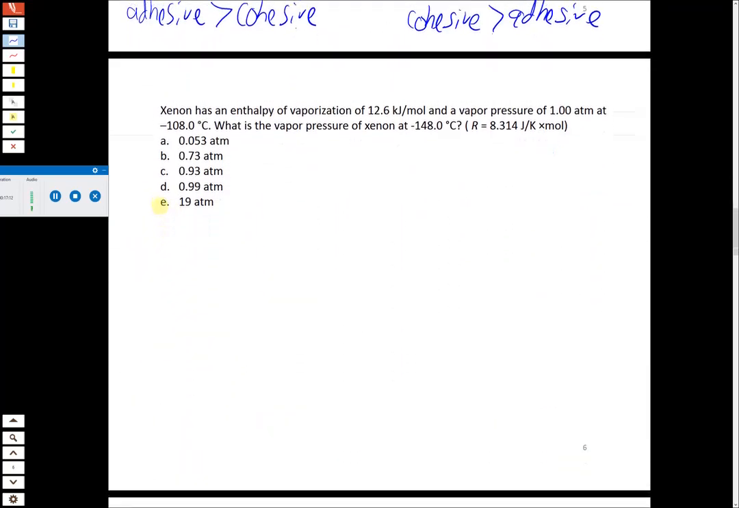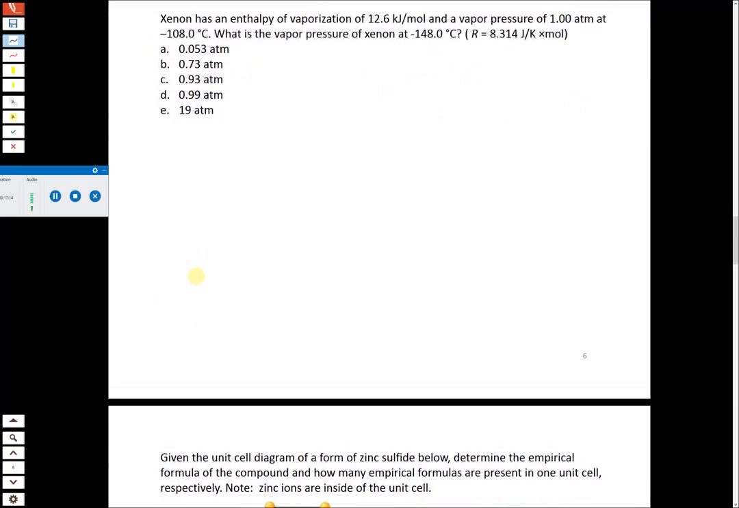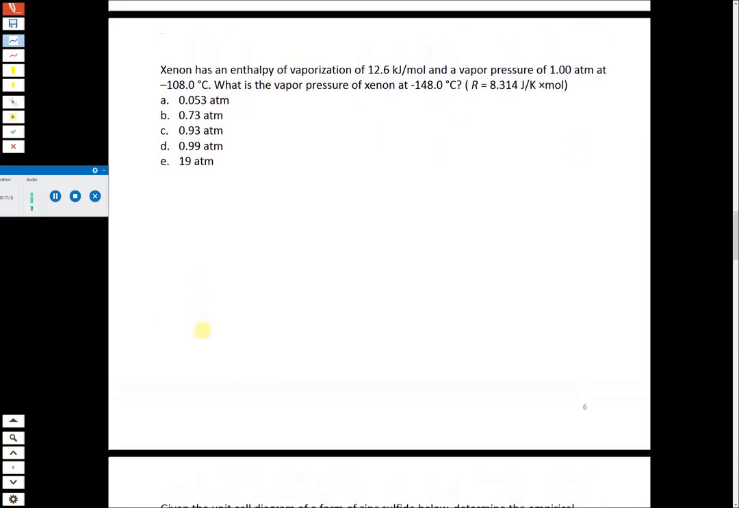All right, the next one here deals with calculations of vapor pressure. So we're again dealing with liquids, and this time more of a numerical approach to calculate vapor pressure. So xenon has an enthalpy of vaporization of 12.6 kilojoules per mole and a vapor pressure of 1 atmosphere at minus 108. So that means the boiling point of xenon, the normal boiling point, is minus 108 for what that's worth. What is the vapor pressure at minus 148?